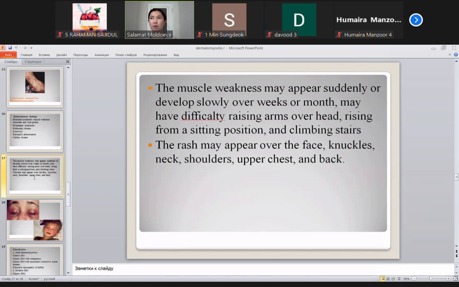Pillow symptom, bus symptom. The patient also can't brush his hair. And yes, these are the main symptoms.